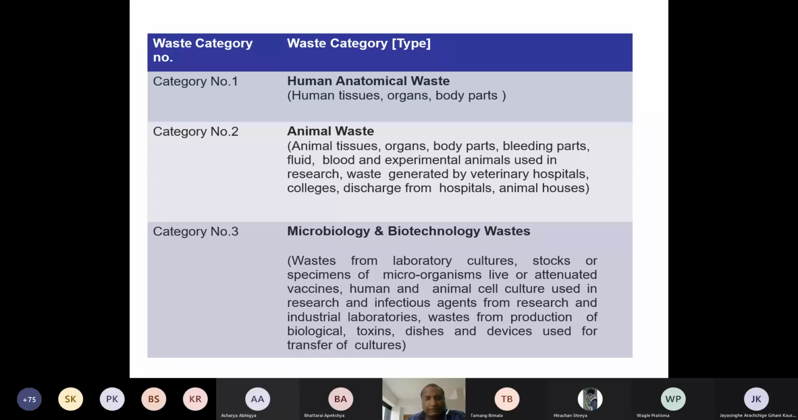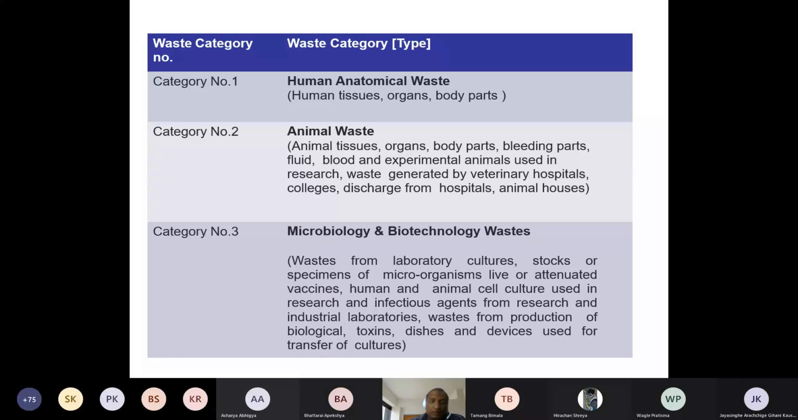WHO has categorized hospital waste into, I think, 10 categories. So please remember that. It is very important. Category number one consists of human anatomical waste. In the anatomy department, you dissect the body, and after dissection, so many tissues, organs, and body parts are generated, and those should also be disposed of. So these are the anatomical waste.